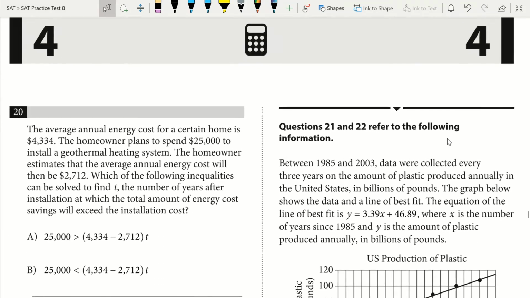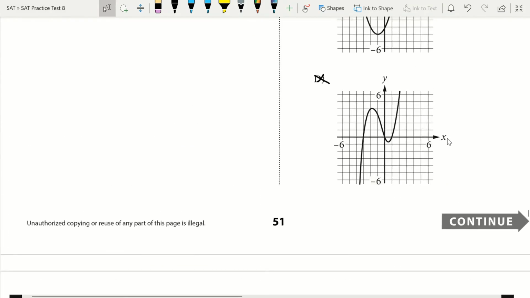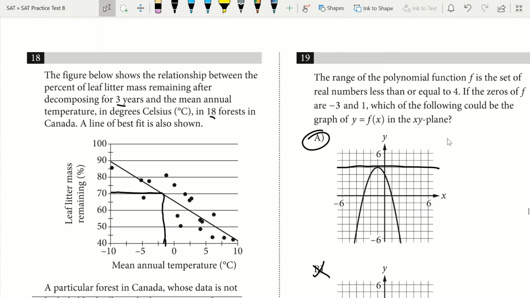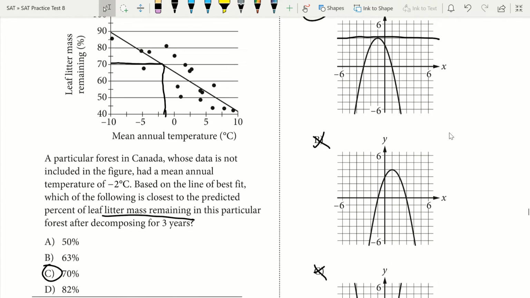I move on. Question 20, I'll go ahead and make sure it's asking which of the following could be the function y equals f of x in the xy plane, which is what I assumed it was, but always make sure. So, yep, which of the following could be the graph of y equals f of x in the xy plane? Answer is going to be A.